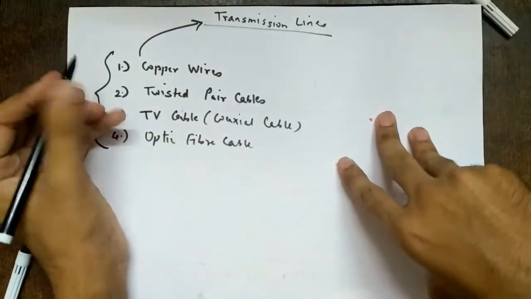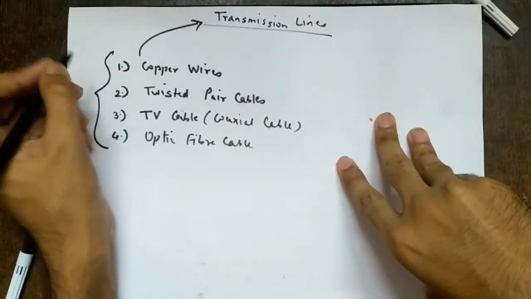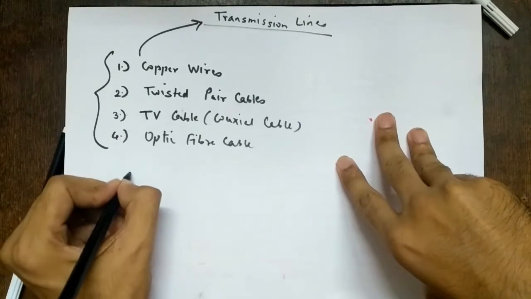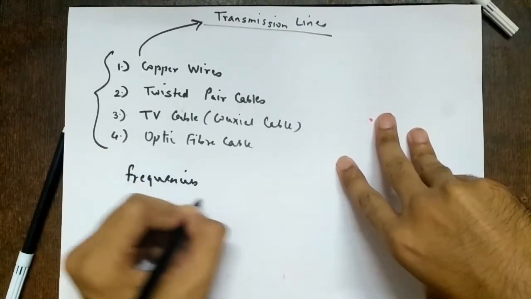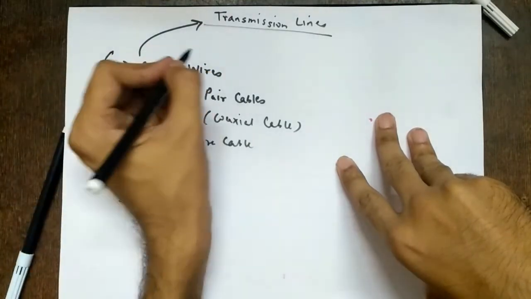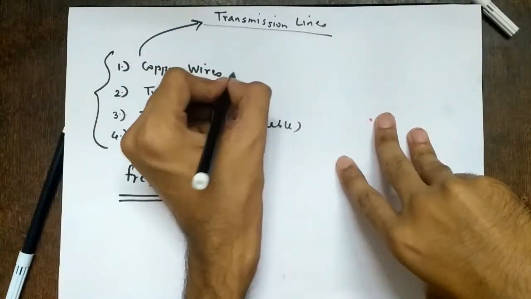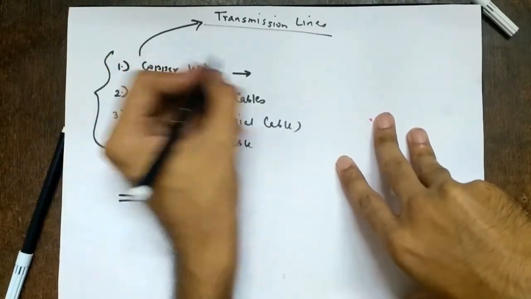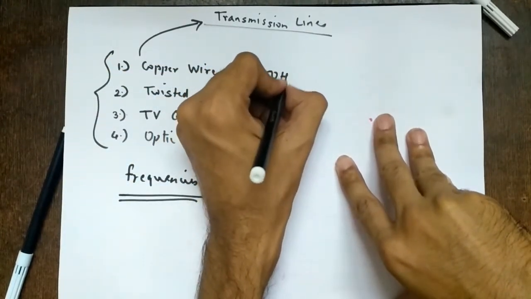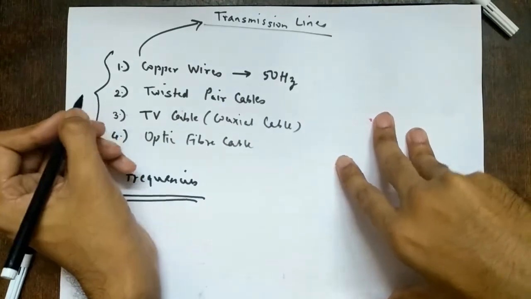Okay. And the actual reason is because they are used at different frequencies. Okay. And that is the reason they are used for different applications. So what are copper wires used for? To transfer actual power, right? So they are used at a frequency of 50 Hz, as everyone knows.